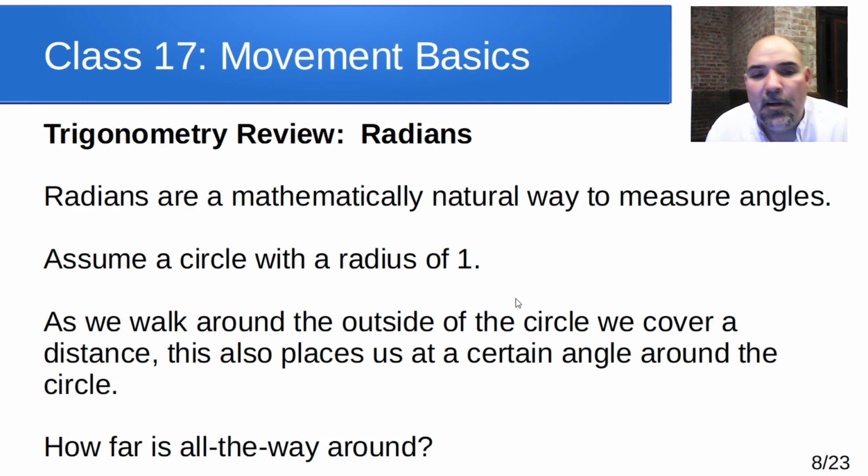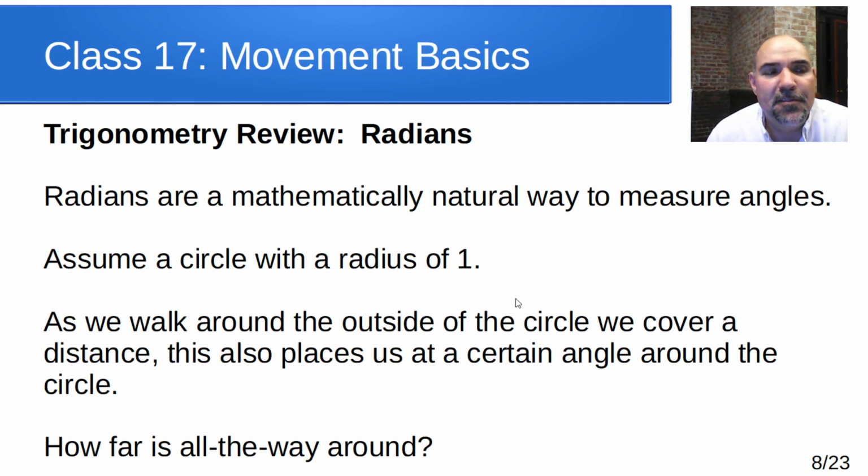So radians are a mathematically natural way to measure angles. Degrees are totally fabricated and made up by humans. In other words, using degrees to measure angles is kind of arbitrary. Somebody just made that up and said, well, let's divide up the circle into, I don't know, 360 units. And so they just made that up.